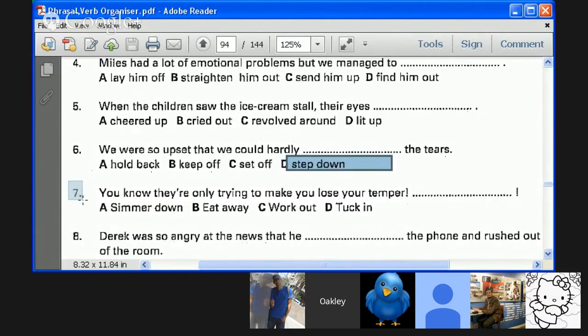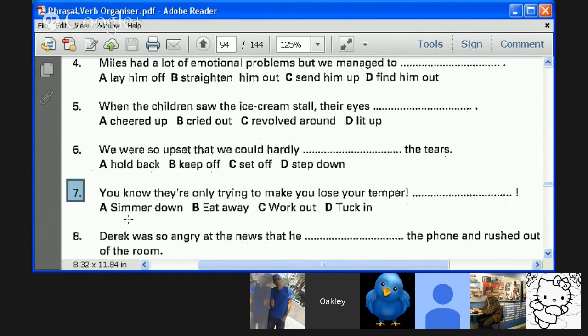All right, let's go on to number 7. Okay, who's still here? Lon is still here. Lon, number 7, please. You know they're only trying to make you lose your temper. Simmer down. Simmer down, Lon. Very good. You got it. That's great. Yeah, that's correct. Temper.